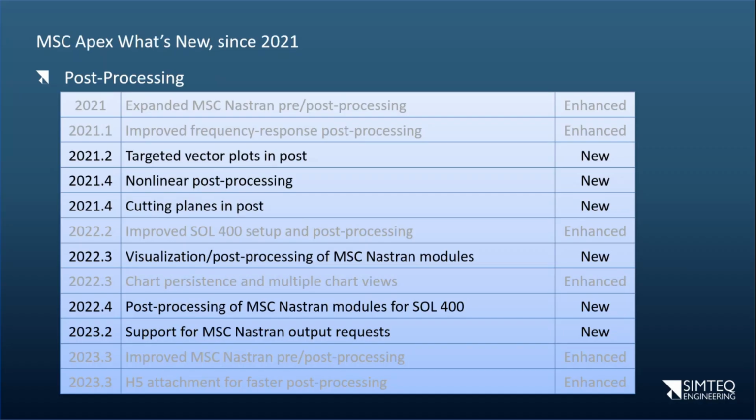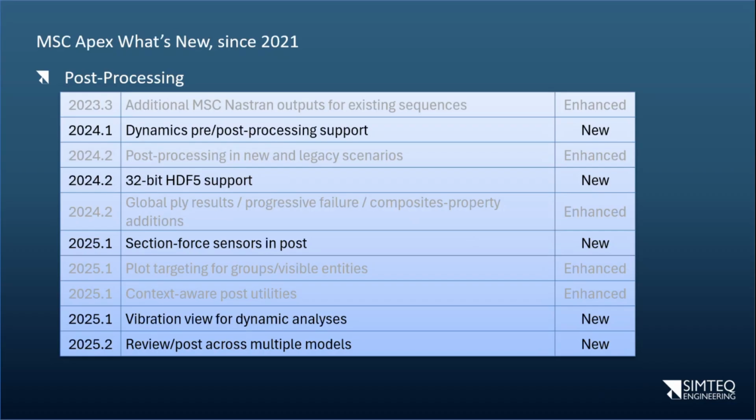Then chart persistence and multiple chart views was improved. Post-processing of Nastran modules for solution 400 was added. Support for Nastran output requests was added. The improvement of Nastran pre and post-processing. And then H5 attachments for faster post-processing was added in 23.3. Next slide, the additional MSC Nastran outputs for existing sequences, dynamics pre and post-processing support, post-processing in new and legacy scenarios.